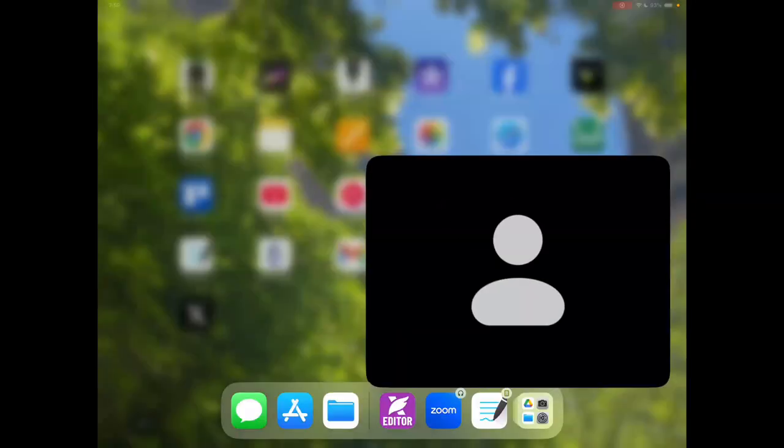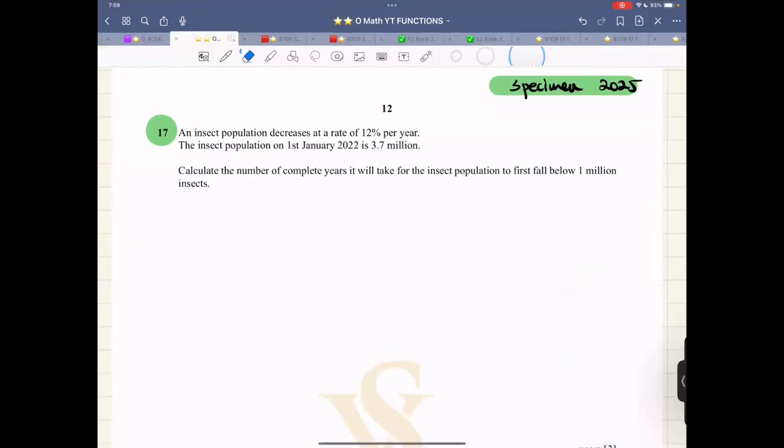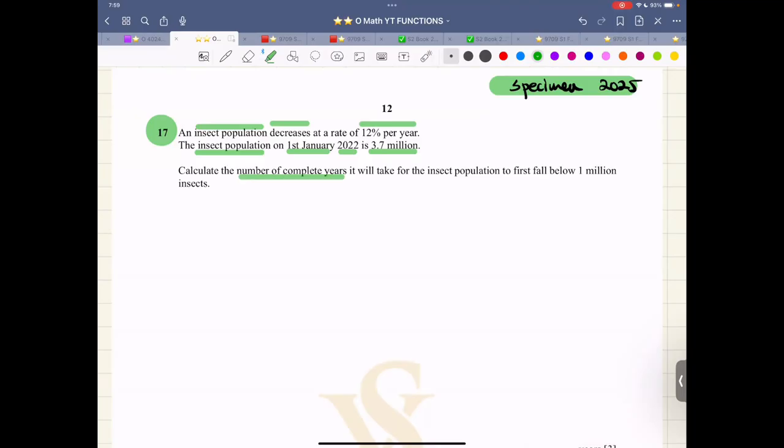So now let's look at this particular question. It says an insect population. It could be about the population of humans, insects, value of investment. It decreases at a rate of 12% per year. The insect population on 1st Jan 2022 is 3.7 million. Calculate the number of complete years it will take for the insect population to first fall below 1 million insects.